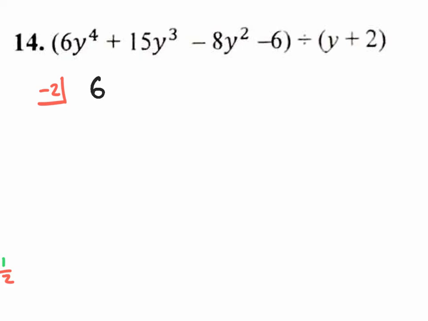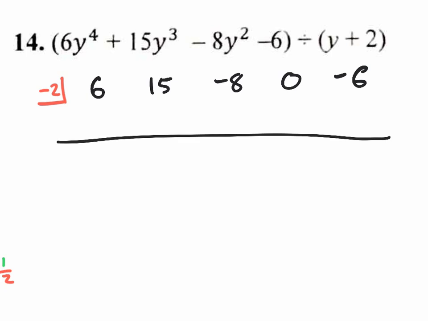6, 15, negative 8, 0, and negative 6. Perfect. You see, it's easy if you're paying attention. If you're talking, you're not going to get this.